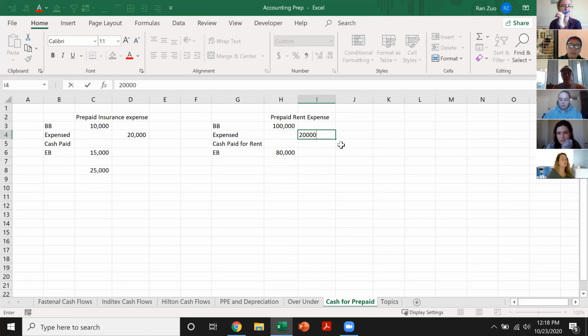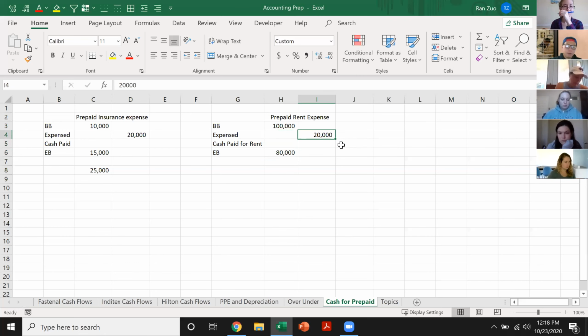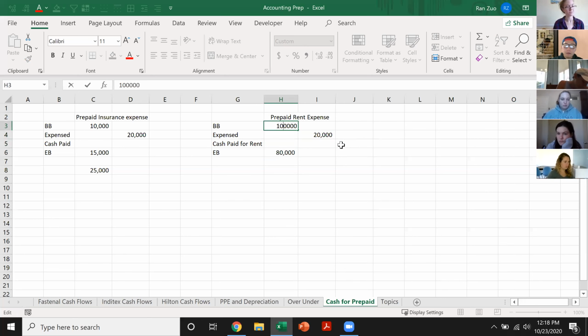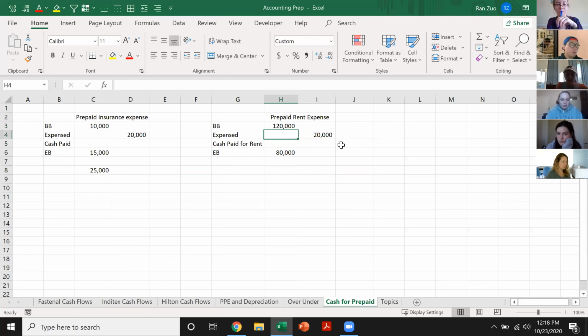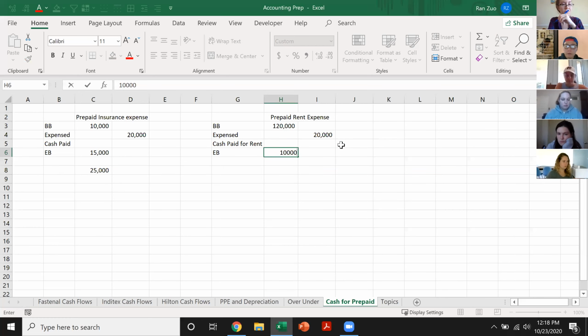So maybe it was like 2 months at 10,000 each. Exactly, right? Maybe we make it a little easier. Let's just say it's 12 months for the year. You prepaid for the year. You use 2 months, and you're left with 100. Right? Does that make sense? That's assuming nothing else happened.